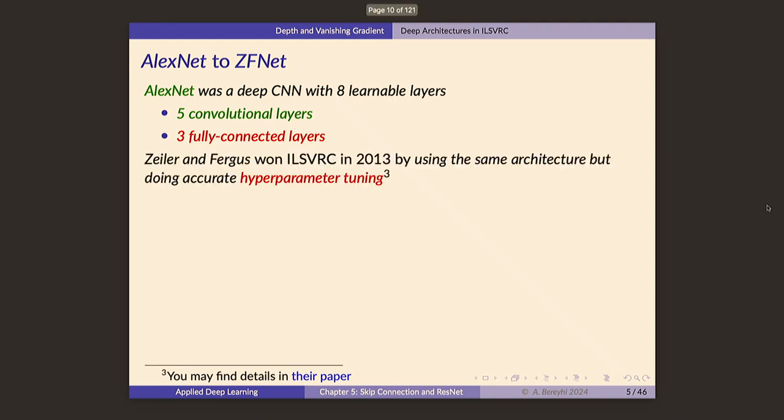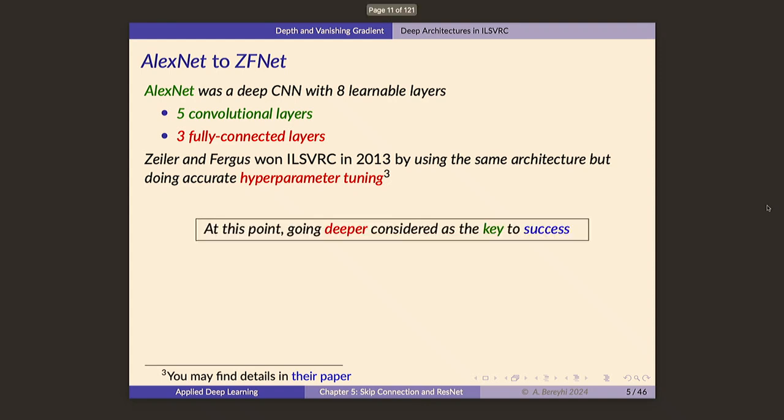And some people, for example, Zeiler and Fergus, worked on the same model. They just did better hyperparameter tuning, and then they won the next year's challenge, so they could do even better than AlexNet. And this kept on going better and better.